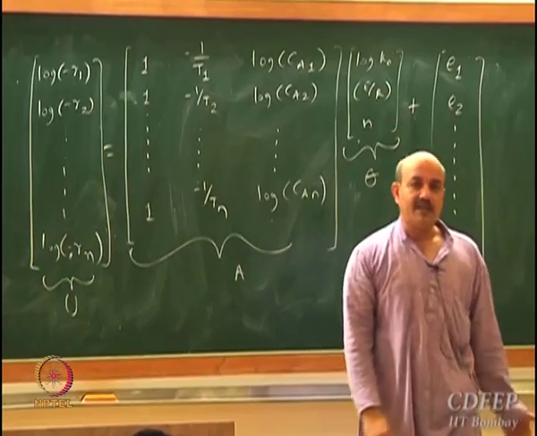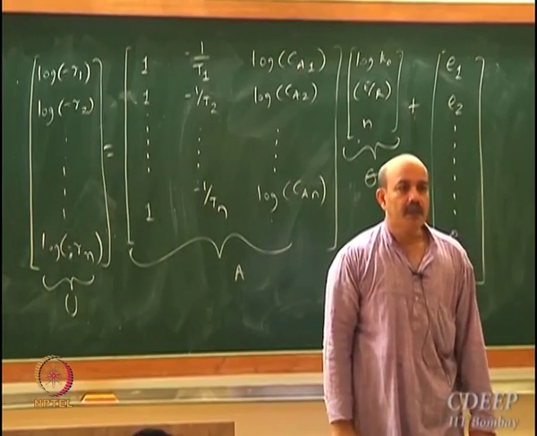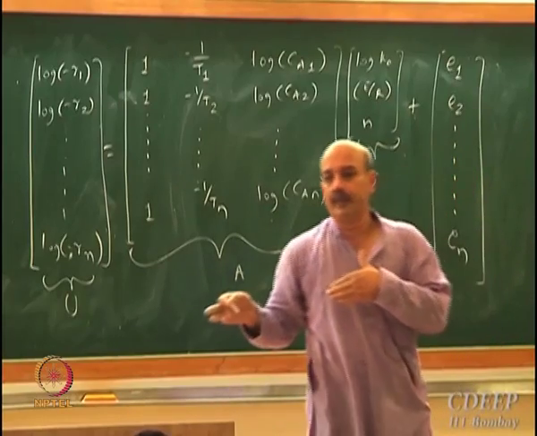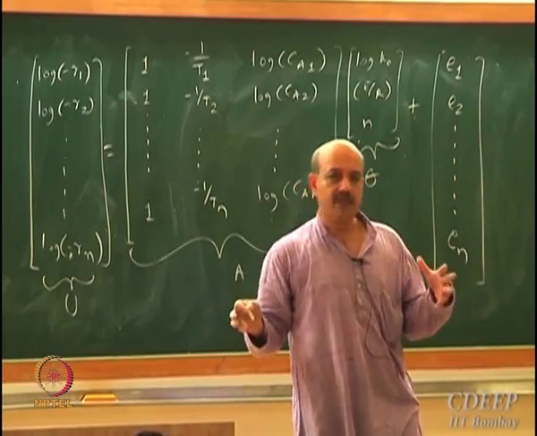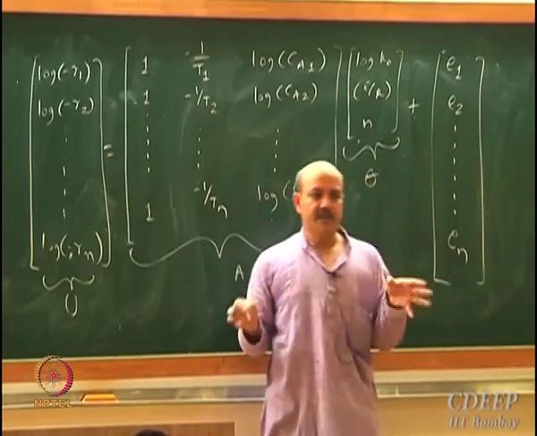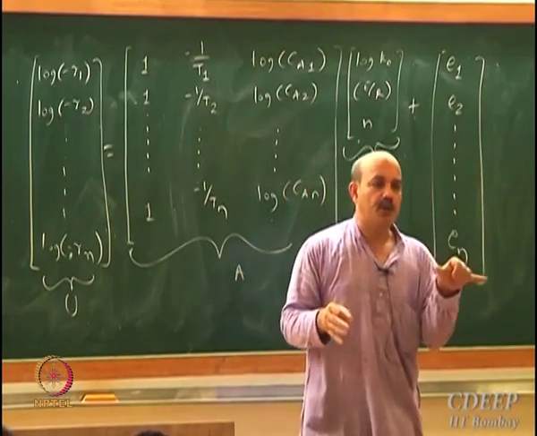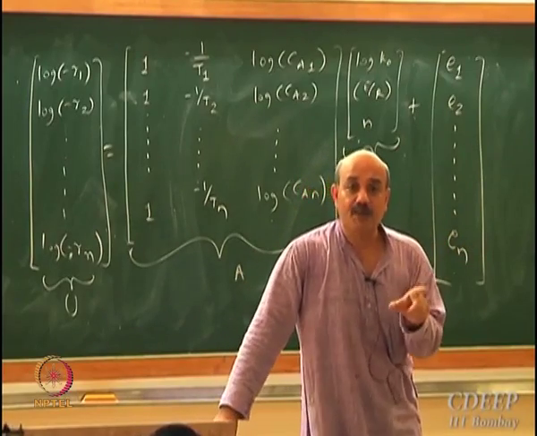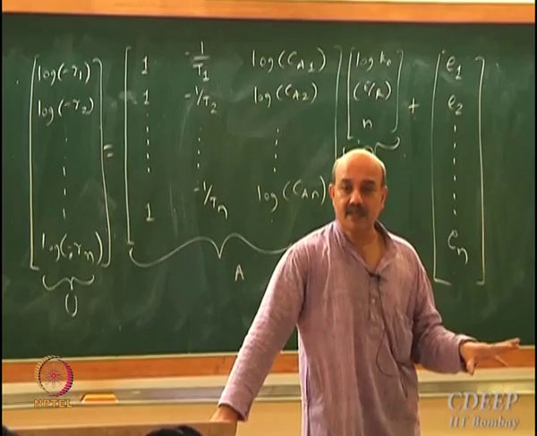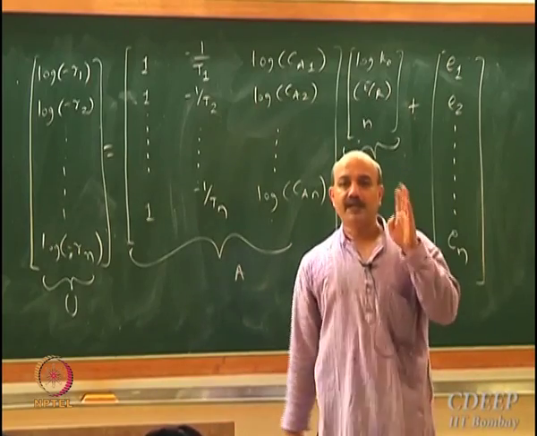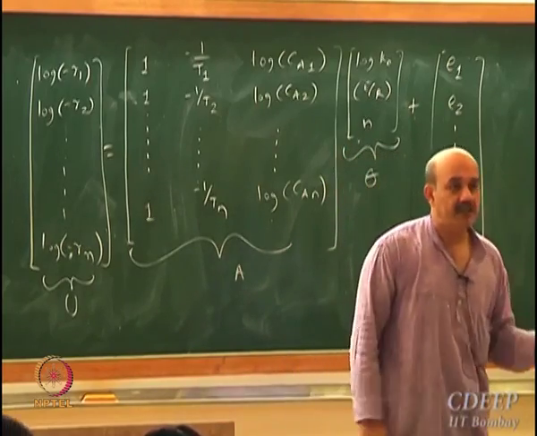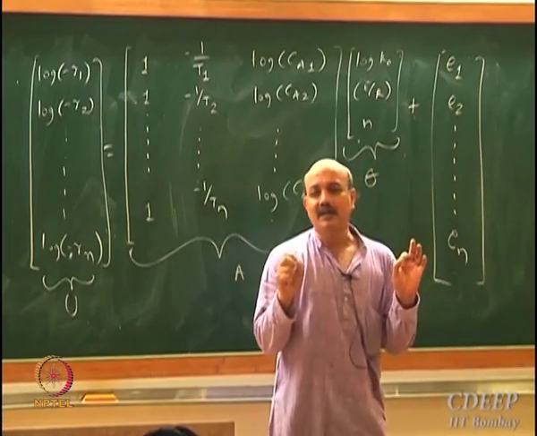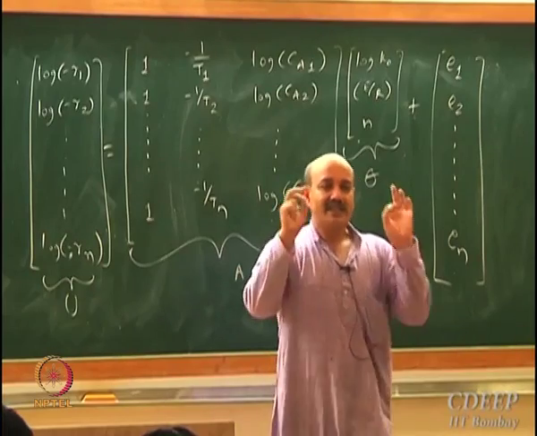What is the least square solution? A transpose A inverse A transpose U. Just remember this formula. Very, very important. A transpose A inverse A transpose is called the pseudo inverse of A. A transpose A is always a square matrix, and if the columns of A are linearly independent, it's always an invertible matrix. And what you get here from the least square sense is the minimum.